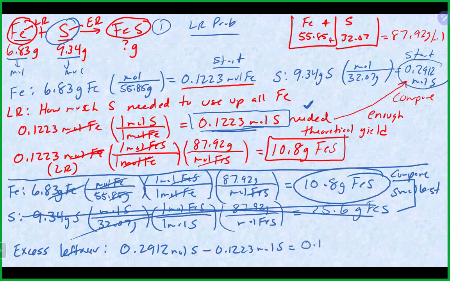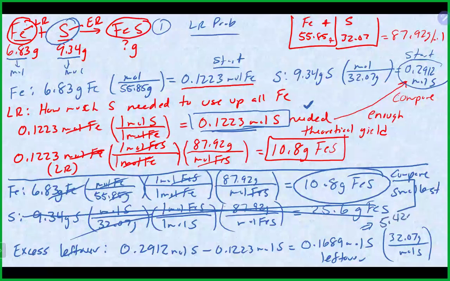We have 0.1689 moles of sulfur left over. And we can multiply that by 32.07 grams per mole, which is our molar mass of sulfur. That will tell us that we have about 5.42 grams of sulfur left over at the end of the reaction. We started with 9.34 grams, right? And we got about 5 grams or so left over. So we used about 3 and change of the sulfur in this reaction.